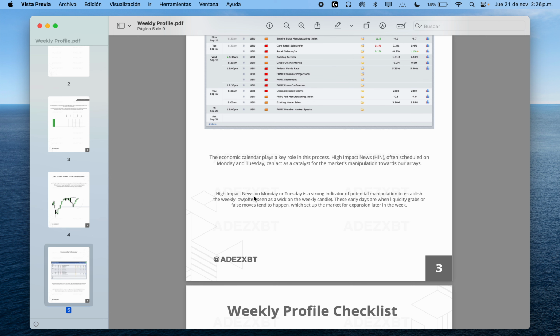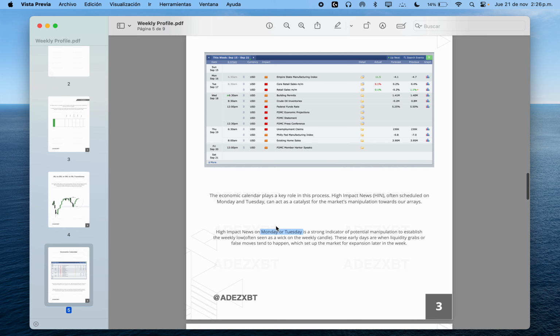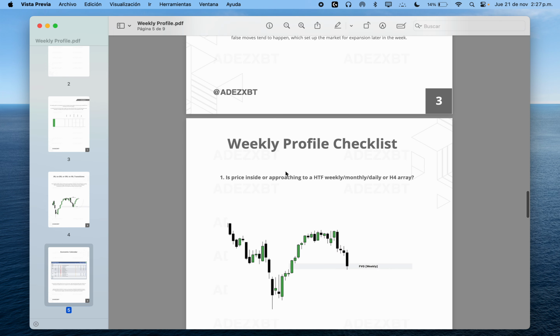If we are going to have a classic buy or classic sell, the low of the day is going to be put in on either Monday or Tuesday. And we want to have high impact news on Monday or Tuesday. So for example, here, the red folders, we have on Tuesday. So this could possibly be a classic buy week. Of course, it depends on the narrative and the price action, and we're going to explore this in a moment.